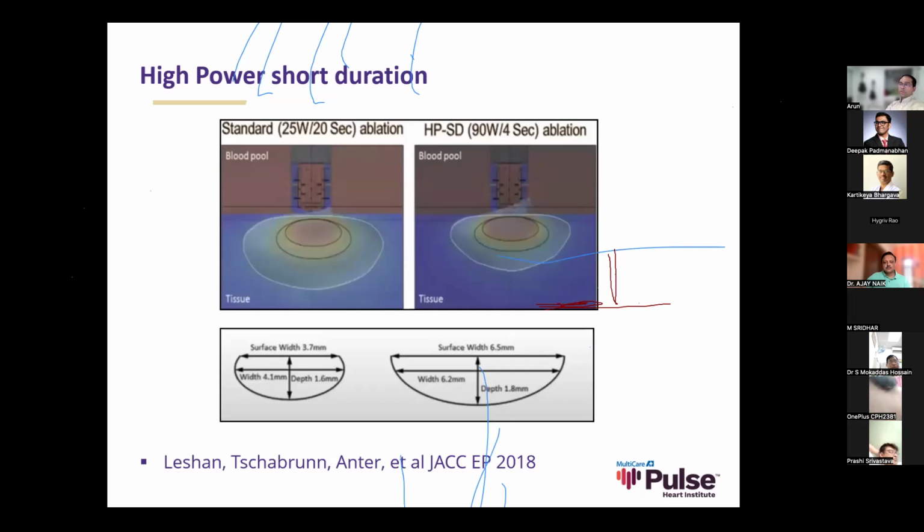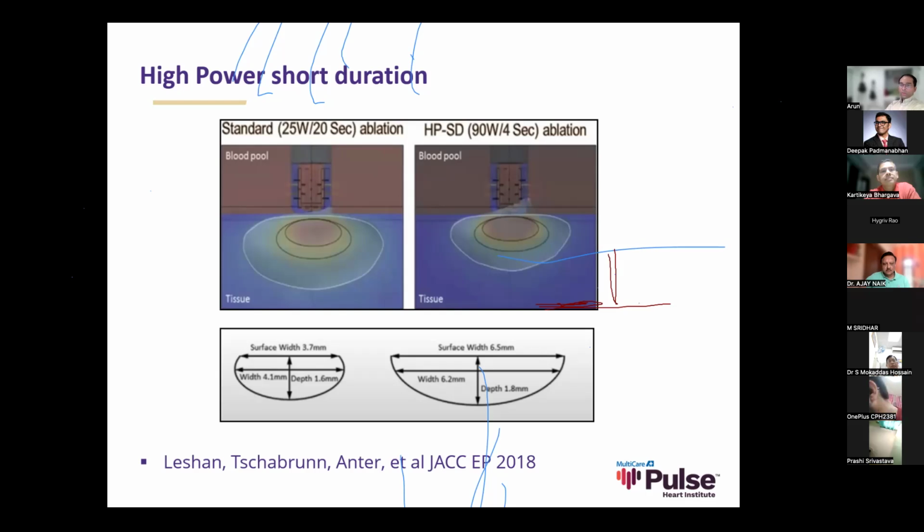catheters. So you have a new catheter with Biosense Webster, which is a 90 watt catheter, and in that, you are delivering 90 watts just for 4 seconds actually, and that leads to very superficial lesions. So we use it in the posterior wall for atrial fibrillation ablation. The theory is that it can deliver shallow lesions and protect the esophagus. Esophagus doesn't get heated up.